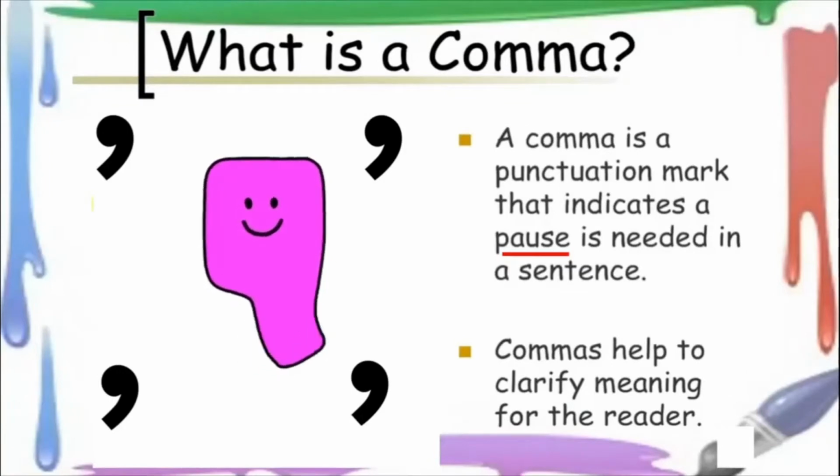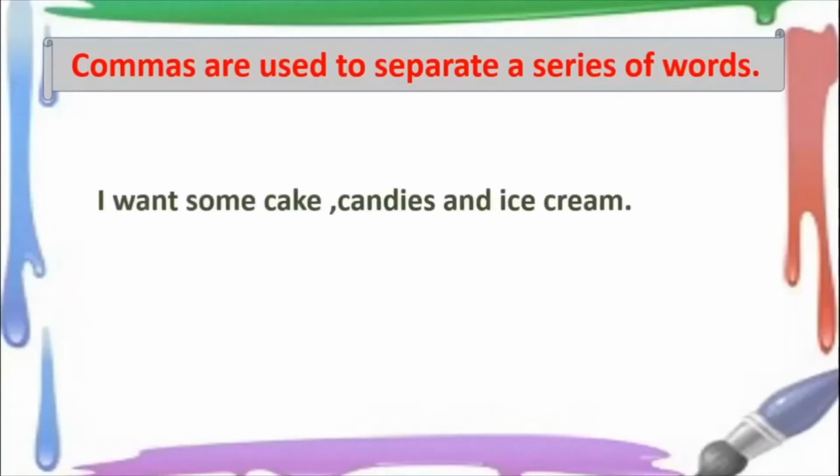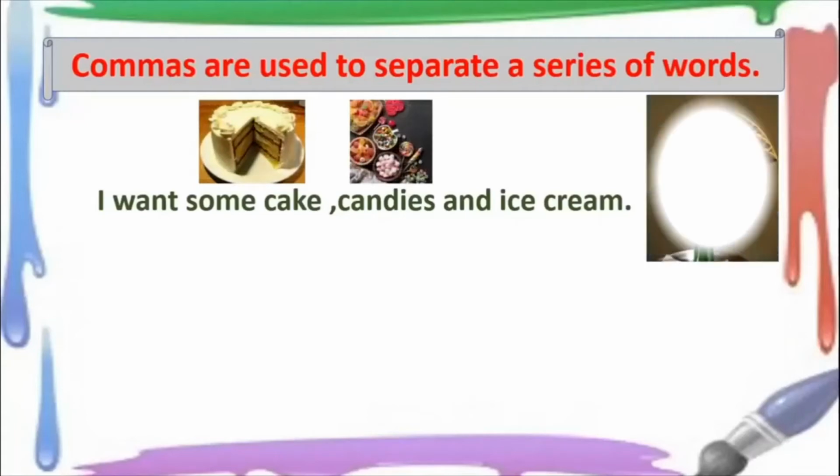All of us know this. Let us look at some examples now. So commas help to clarify meaning. Let us look at some situations in which comma is used. So there will be examples also for us. So commas are used to separate a series of words. So if in a sentence you have different words which you are using, if you want to separate those words, then you use a comma. I want some cake, some candies and ice cream.